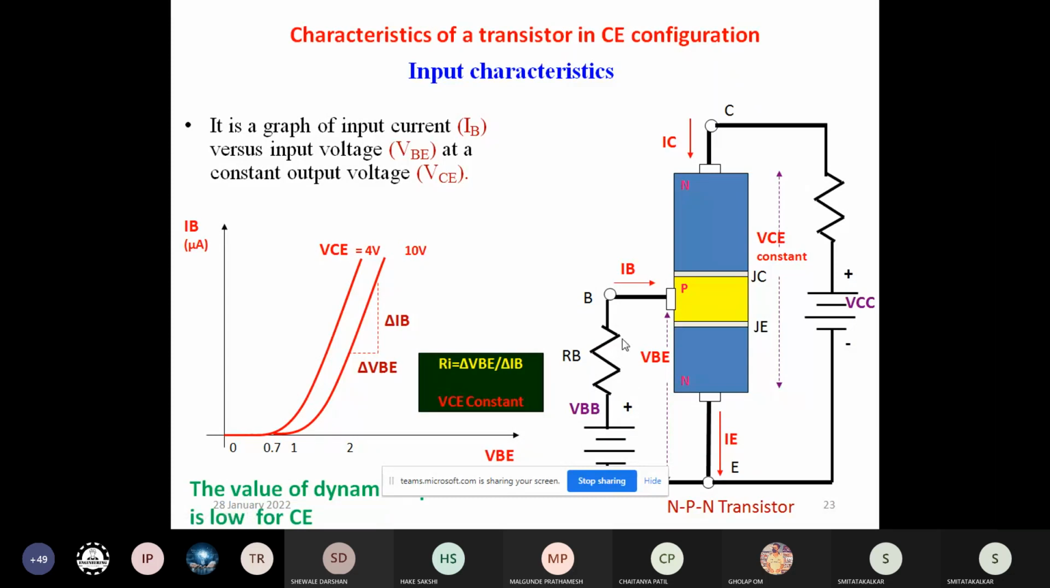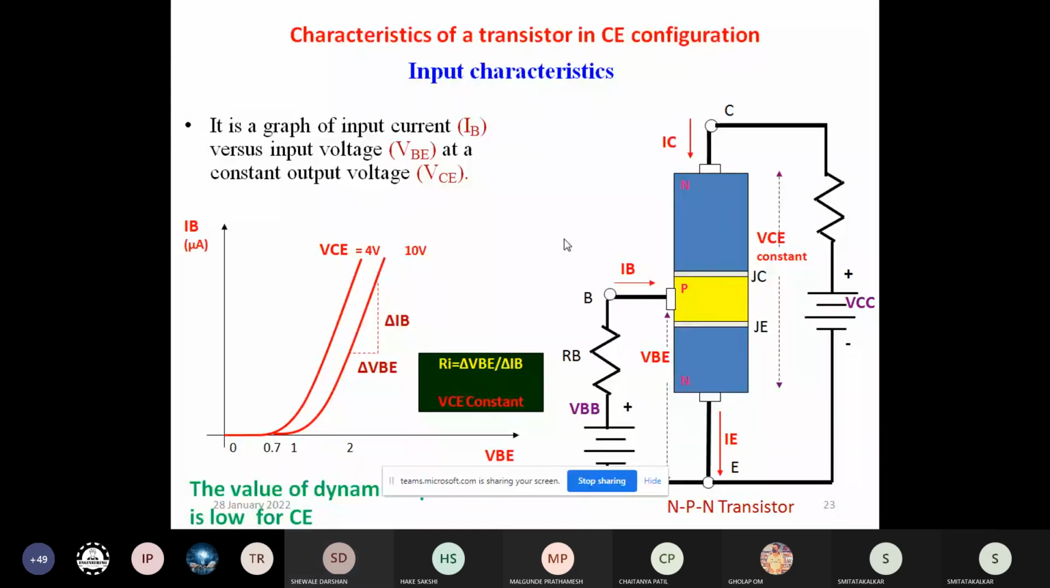Current is limited by the base resistor, and the base is also lightly doped. That's why the maximum current flows in the emitter terminal. This concept is known as the transistor in forward bias: when the voltage increases, the current also increases. Okay, right now you can understand.